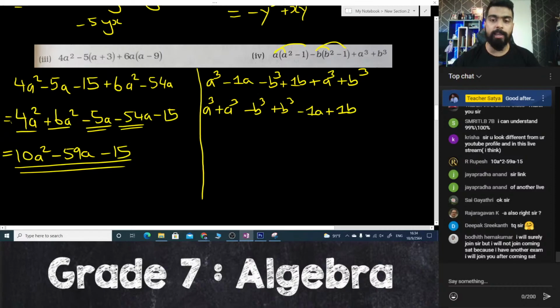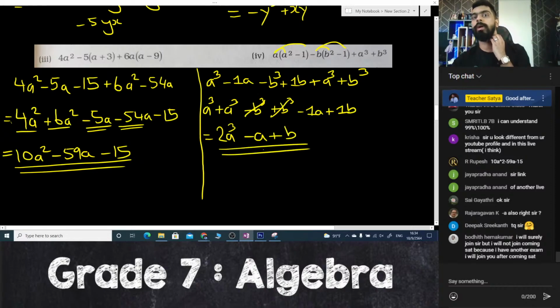All right, next one. a cube plus a cube is going to give us 2a cube, right, guys? Because whenever there's a cube, that means the number in front of the term is 1. Now, minus b cube and plus b cube will give us 0. And then we have minus a plus b. In algebra, whenever it is a 1, it is always good not to write the 1.